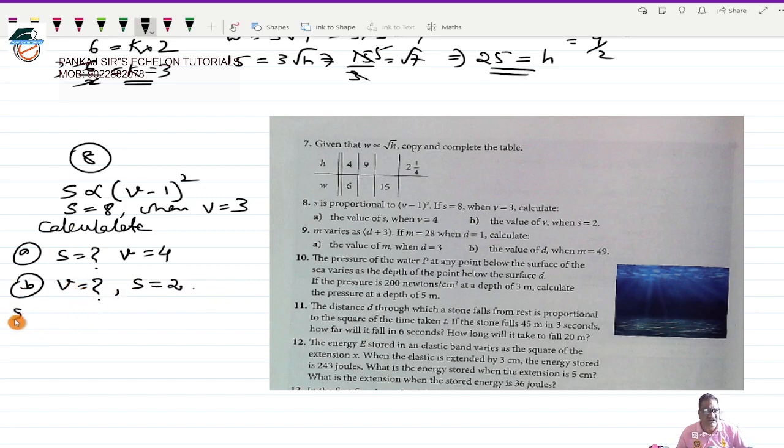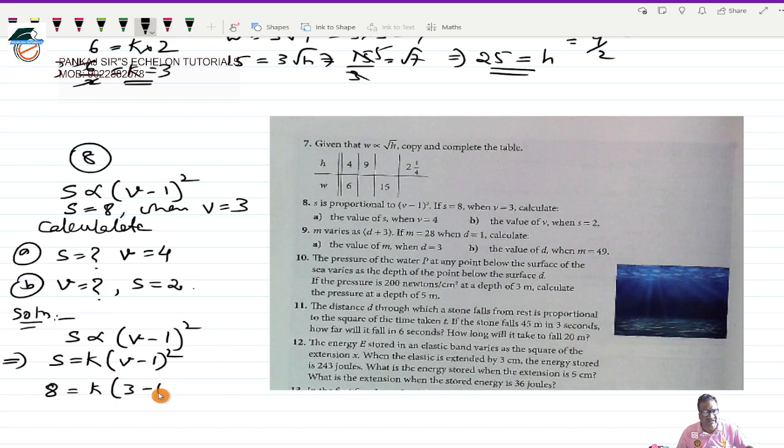And as usual, the solution is this way. First, write S is directly proportional to (V minus 1) squared. This proportionality sign can be replaced by an equal to sign with a constant k being multiplied by (V minus 1) squared. Now one set of V and S values is given: V is 3 and S is 8. So 8 equals k times (3 minus 1) squared, which is 2 squared. This gives me 8 upon 4 equal to k, which is 2. So k is 2.